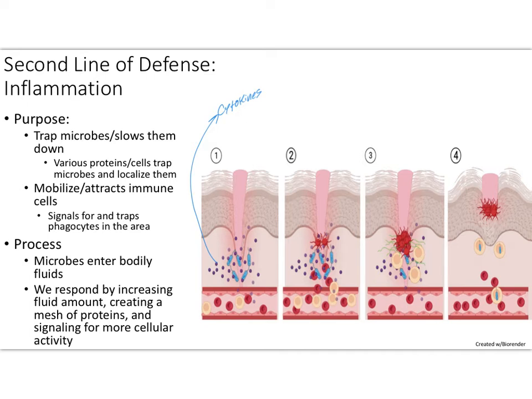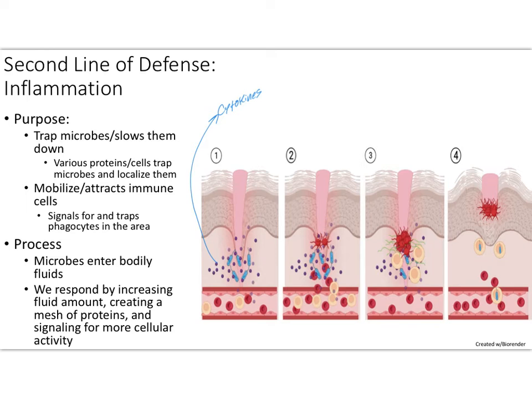As those fluids and extra cells are being brought over, they start to release some proteins that cause a mesh or net-like structure to form. Certain cells called platelets will come over and join together to help close off the wound. Other types of cells, many of them white blood cells, will come over to the area as well and start to engulf this microbe that has invaded our bodies.